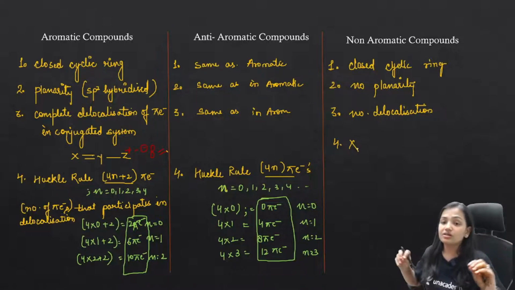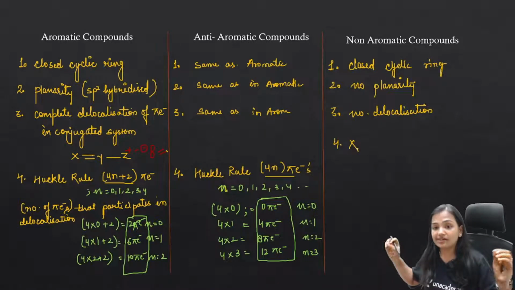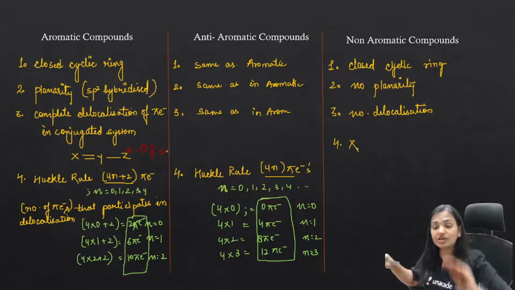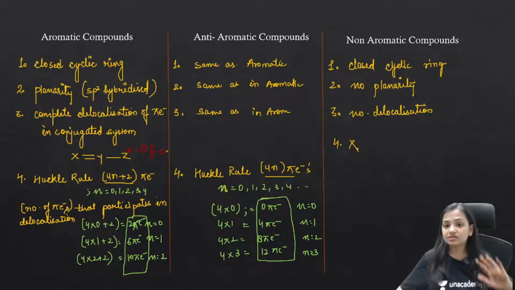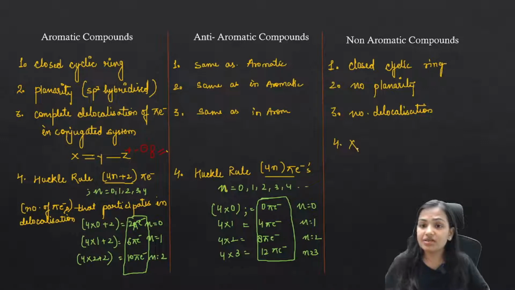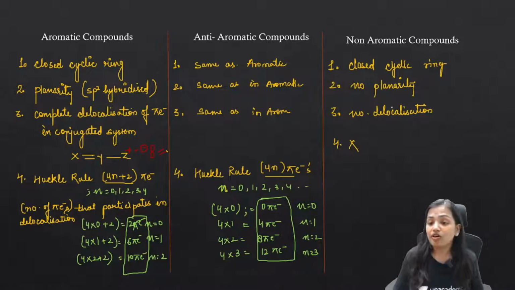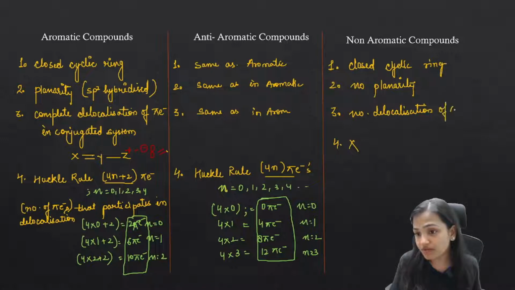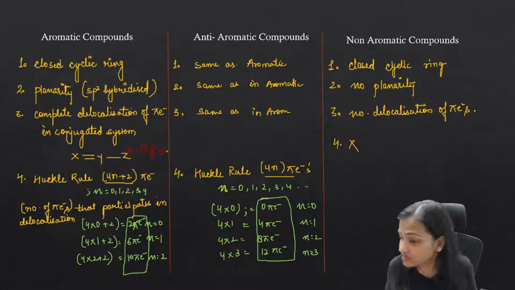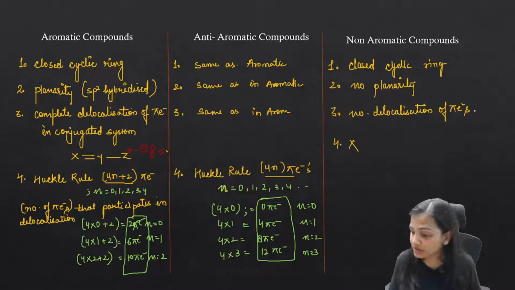Huckel rule is not applicable for the non-aromatic compounds. For the non-aromatic compounds, we just need to see three things. It is a closed cyclic ring, but there is no planarity, meaning it's a non-aromatic compound. And if there is no delocalization of pi electrons, then it is said to be a non-aromatic compound. So I hope all three points are very clear, how we can distinguish between the three.